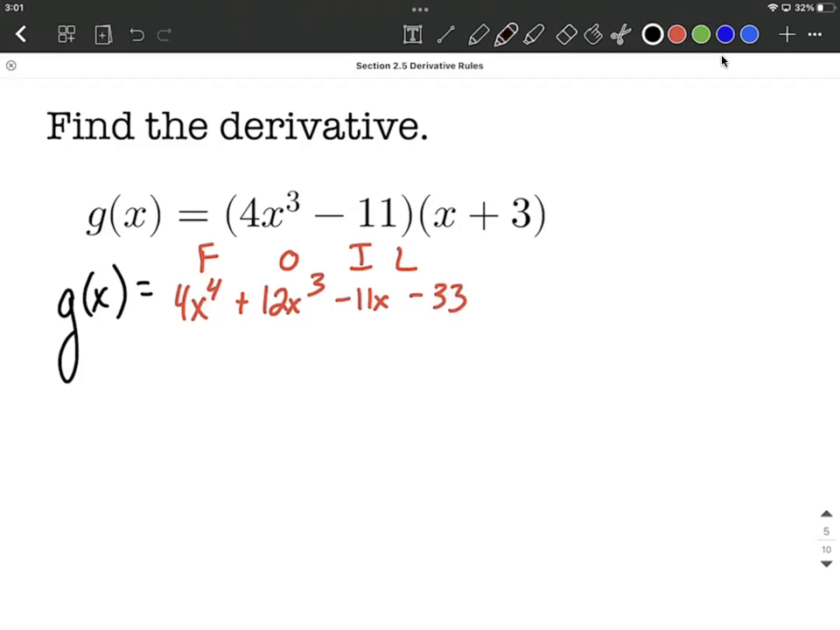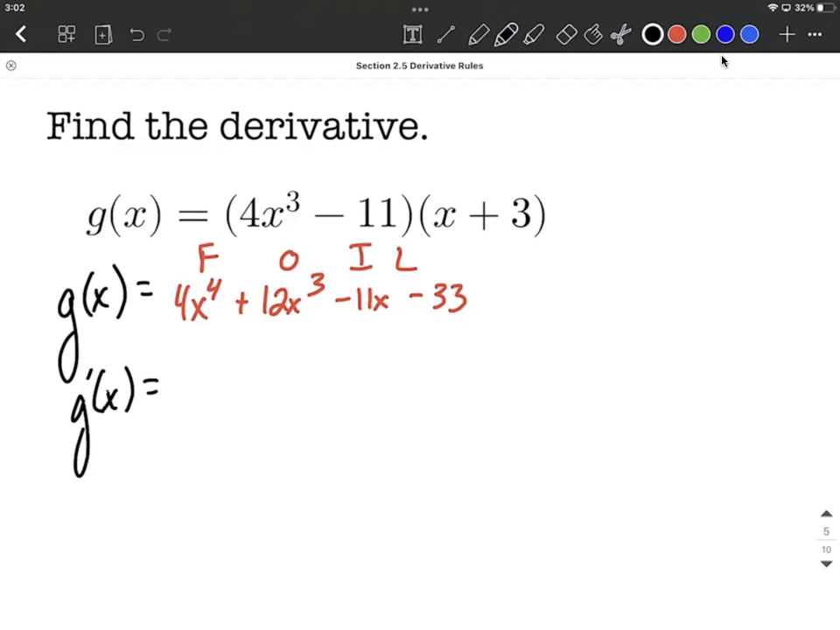So I'm making an effort just to rewrite my original. I haven't actually taken a derivative yet. I would probably go ahead and combine like terms, oh, I don't have any like terms. Never mind, I'm not going to combine any like terms. Instead, now that we've rewritten it in an expanded form, let's go ahead and take the derivative. So find g prime of x.